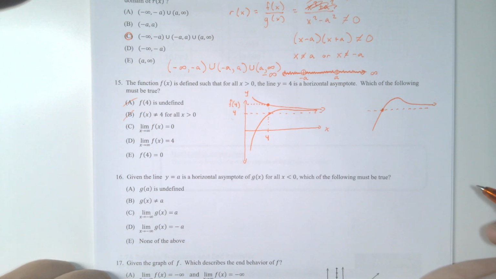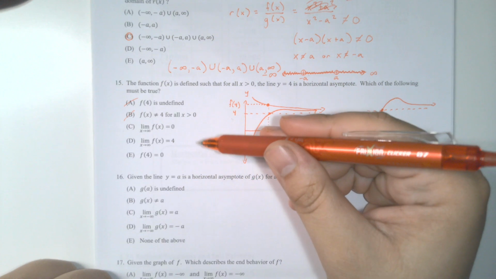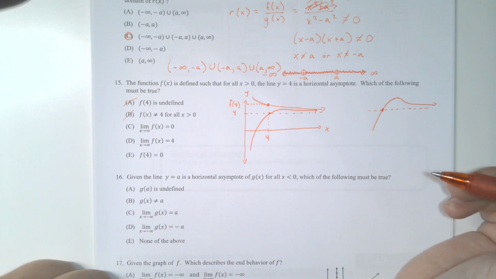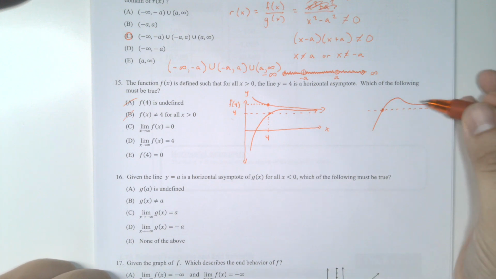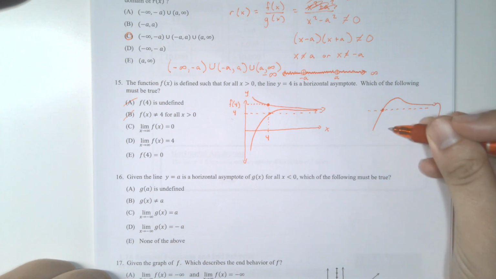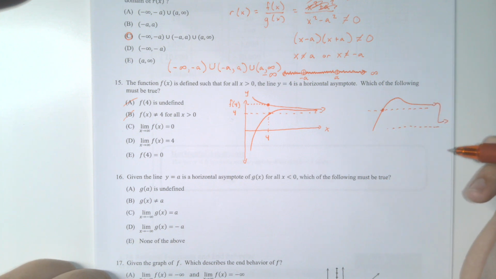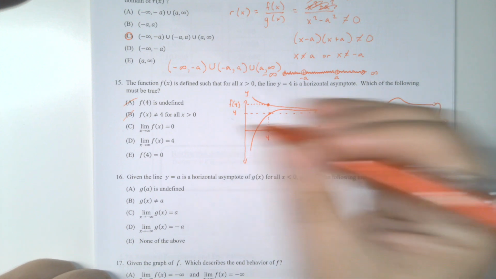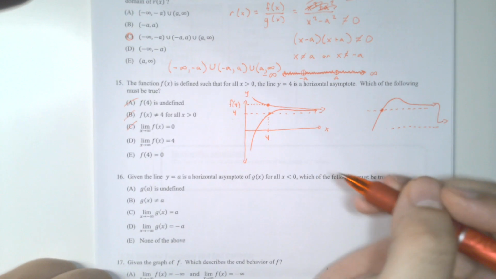Now, what about C? The limit of f of x as x goes to infinity is equal to 0. Well, because of our horizontal asymptote, our asymptote is telling us about the end behavior as x goes towards positive infinity. So we can't have the limit just decide to jump down towards 0, because then we wouldn't define our asymptote to be approaching 4. So C is not an option.